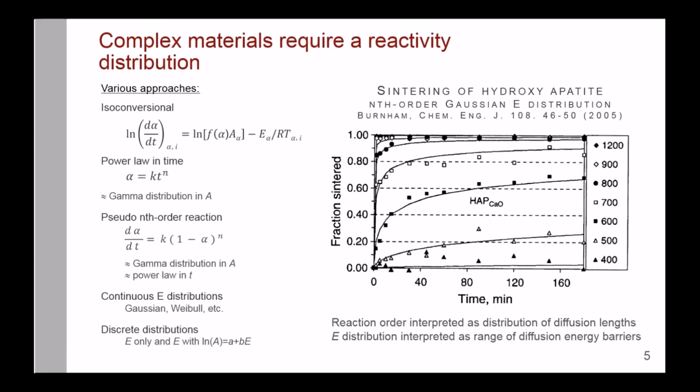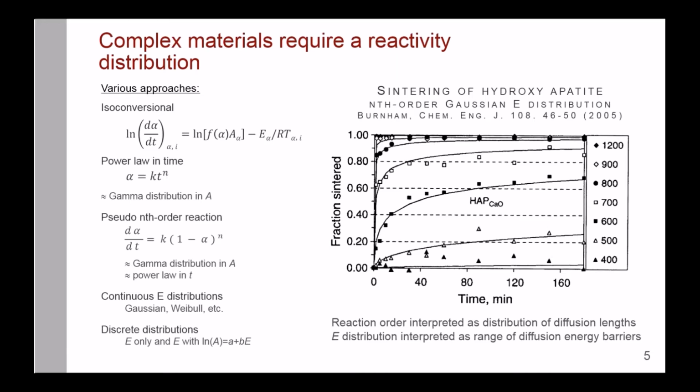And you can also use continuous distributions. Gaussian and Weibull distributions are two examples which are commonly used. You can also use a gamma distribution of energy, and I think Henschel's book mentions that. And then finally there's the discrete distribution. Most people use a common A with a variation in E, but you can also have A vary with E, and a pretty standard way of doing that is saying that the logarithm of A is equal to A plus BE.